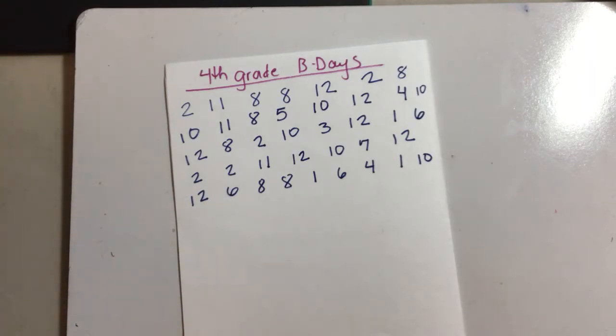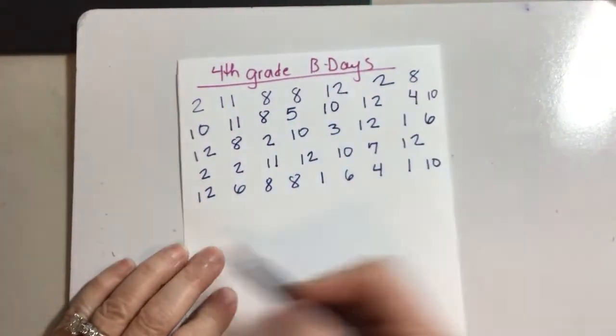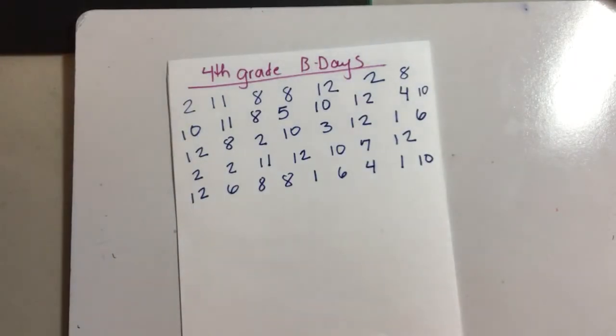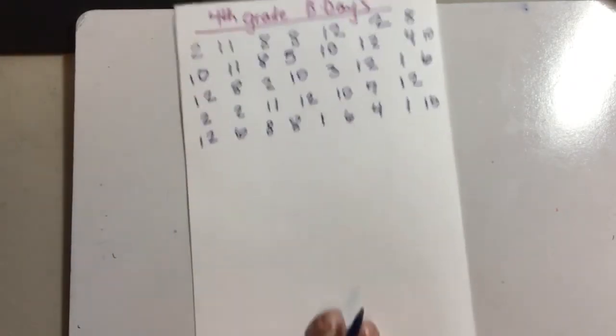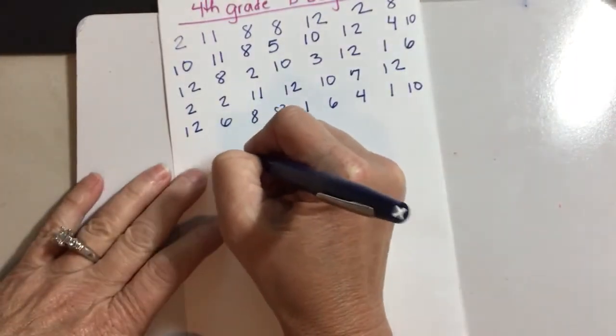How many students were born in August? How many students were born in November? How many students were born in February? And instead of just having all these random numbers and me having to count all the 8s and count all the 5s and count all the 2s, I'm going to make a table with that information. So this is what's called a frequency table.